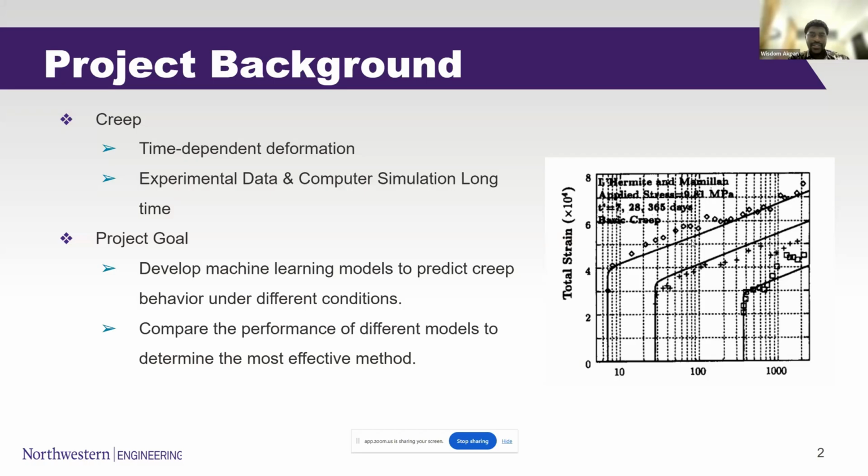What people have been doing in the past are empirical models, where they just fit a curve to this experimental data and use that, but this doesn't give a very accurate prediction of the creep affecting concrete. So our project goal is to develop a machine learning model to predict creep behavior under different conditions, and also compare different kinds of models and look for the most effective model to use.